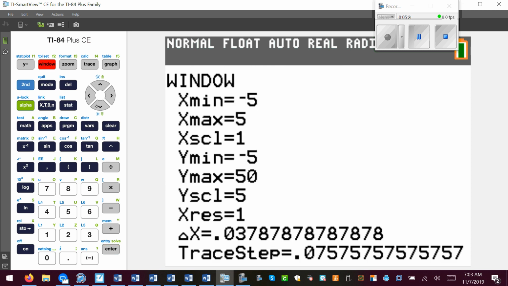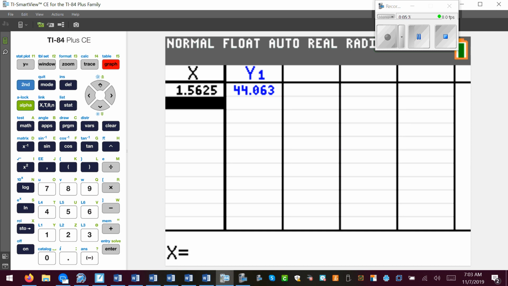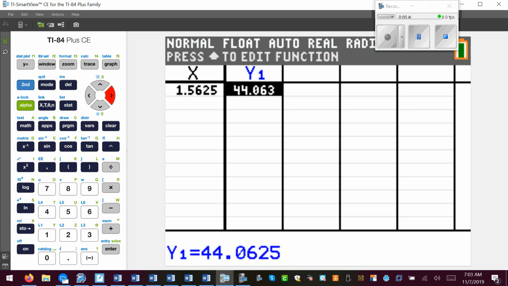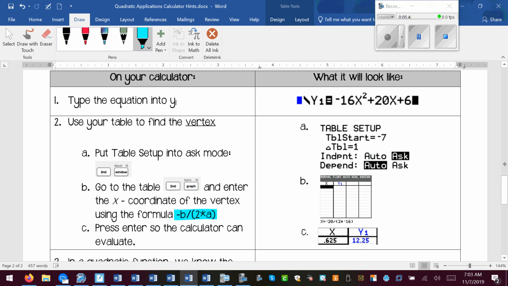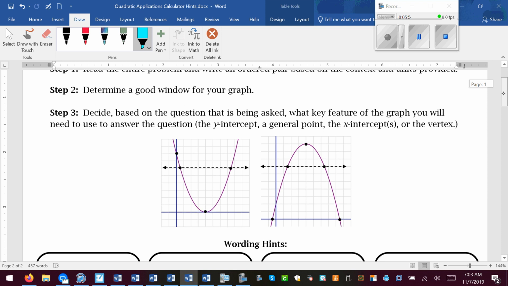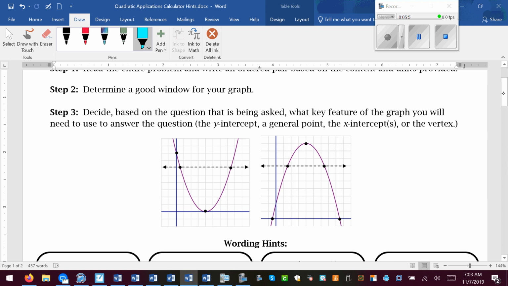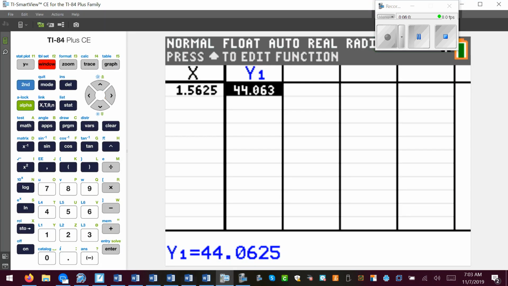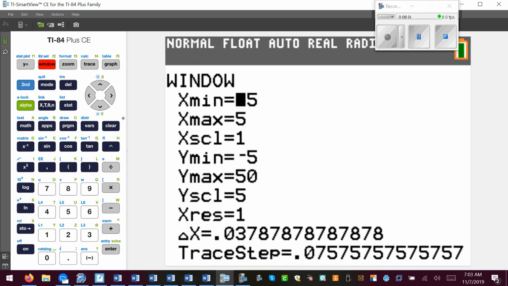If I go back to my window, I predicted the y maximum of 50, so it's probably a pretty good guess. If I go back to the table, my y value is 44.063, and so that will tell me the maximum value. That's the top of my graph. Keep in mind, if I go back to the hint sheet right here, the parabola is either going to open up or down. Since this one has a negative leading coefficient, I'm looking at the parabola that opens down. So my vertex is at the top, the maximum is at about 44, and I had predicted 50 as my y max. So I'm guessing this is a pretty good window.